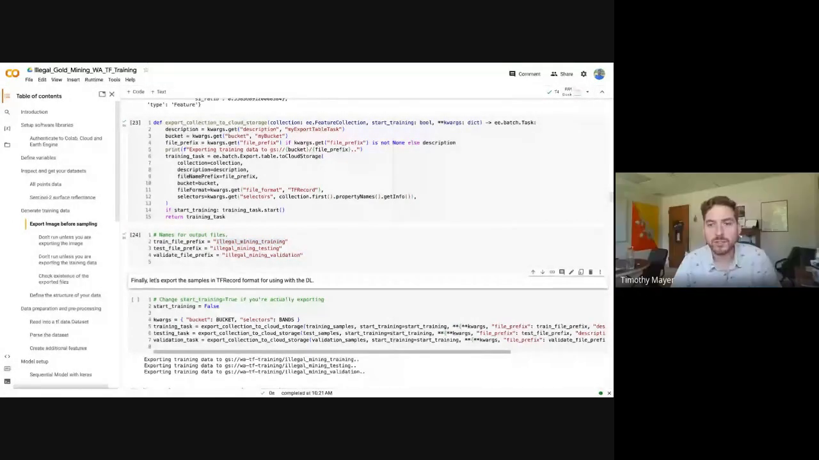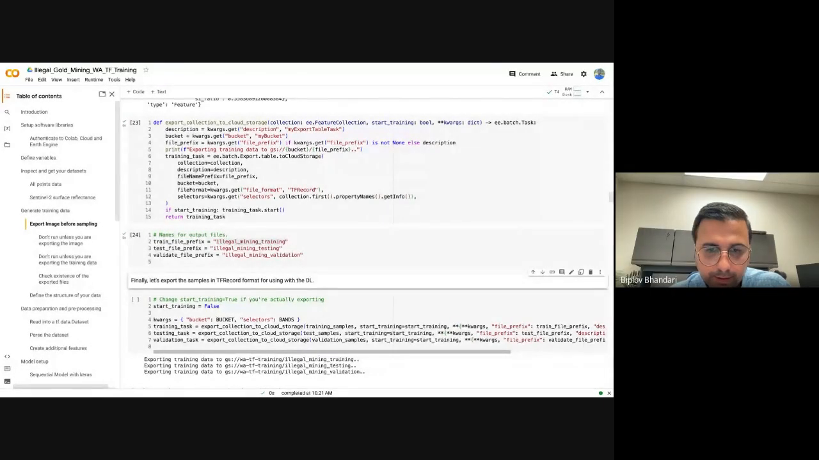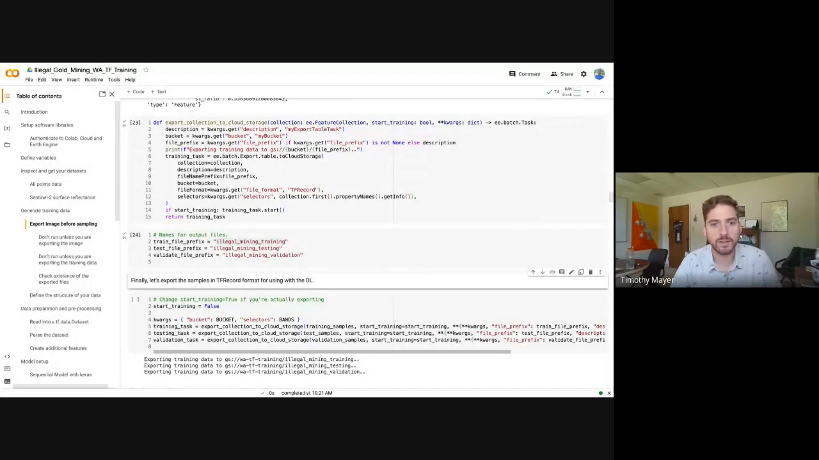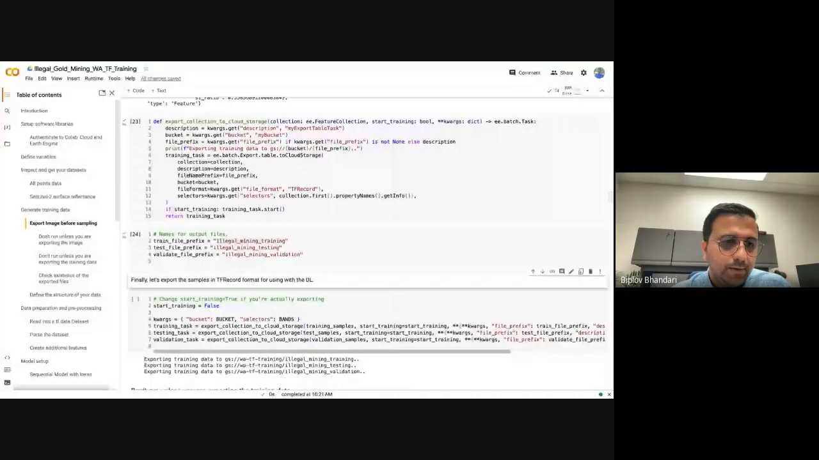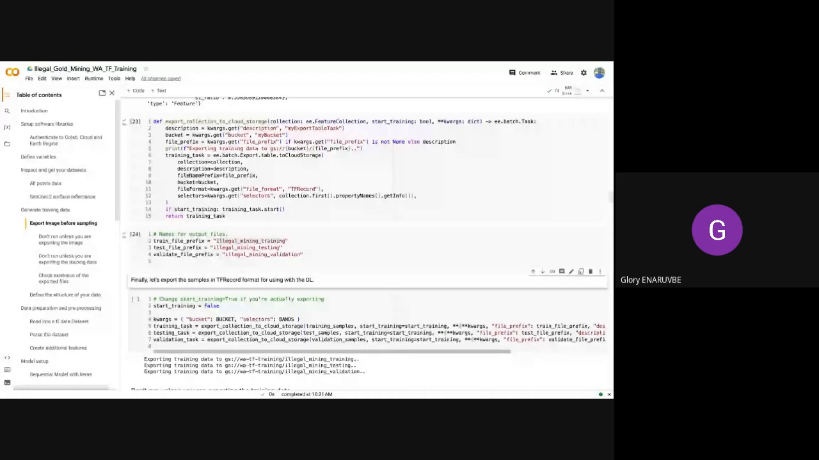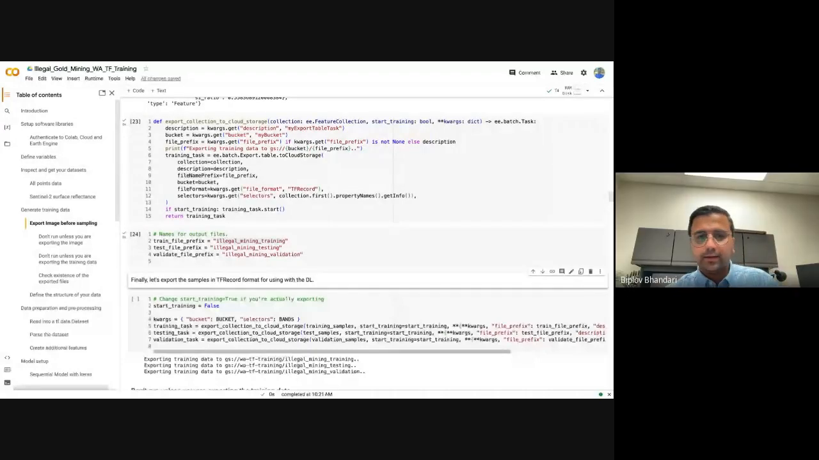Hey, Biplav, can you just stop sharing and then reshare? A couple of people are saying that they cannot see. Oh, okay, sorry about that. I can see it on my end, but it might just be a network thing. Can you see now? I can see it. I was seeing it also. Okay. Yep.